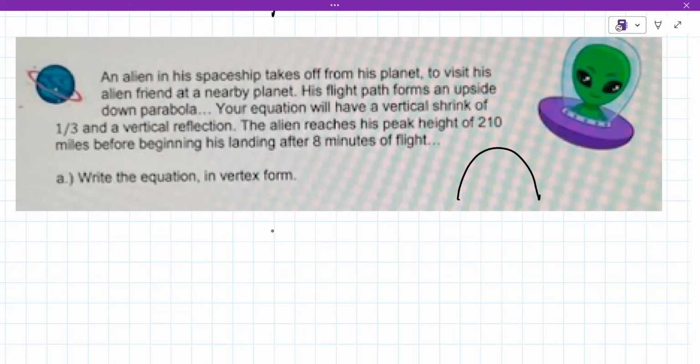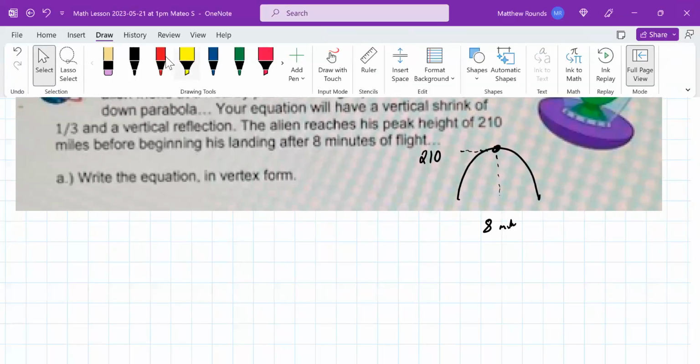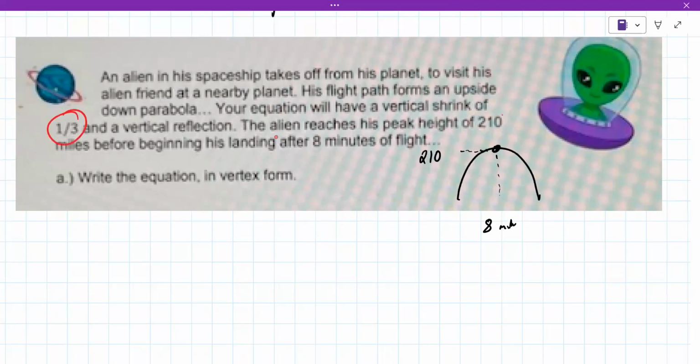All right. So this is really similar to the previous one. It tells us that he reaches his peak flight at 8 minutes. And the actual peak height is 210. So when you're reading a problem like this, and the more we work together, the more you'll see me do this, and I want you to do it the same, is you basically circle the numbers. You're like, all right, there's a lot of words there, but I need the numbers. And then what do the numbers mean? Well, in this case, they tell you the vertex.